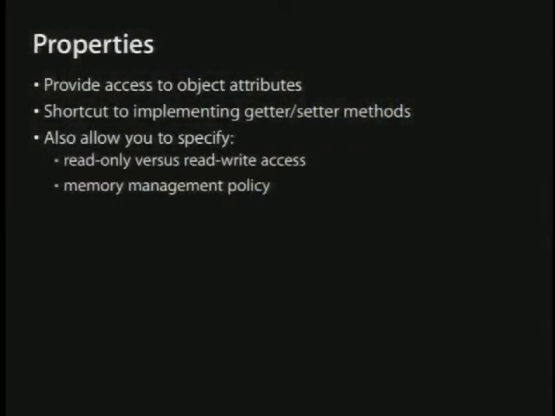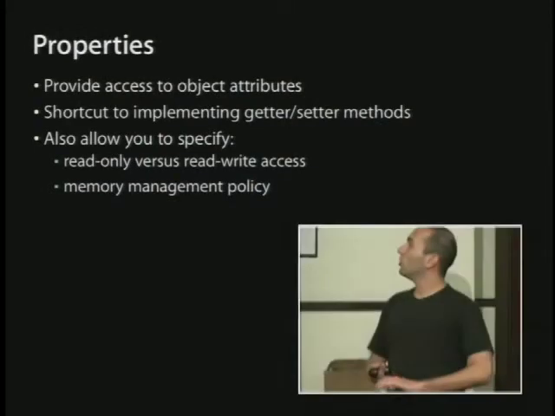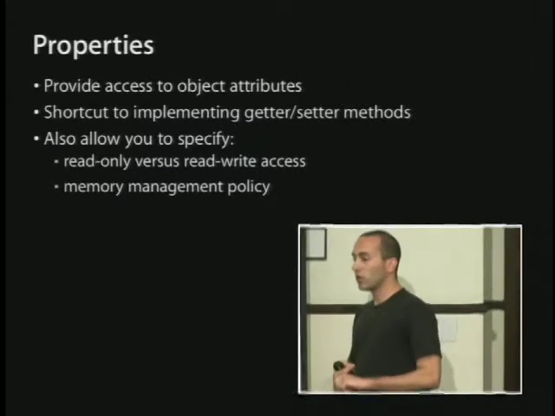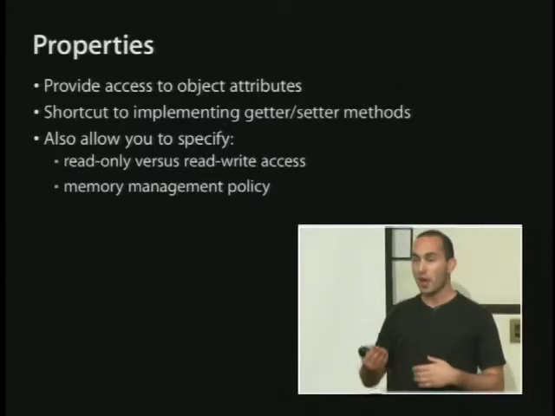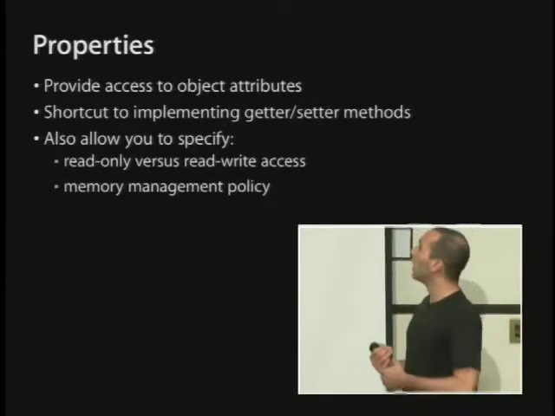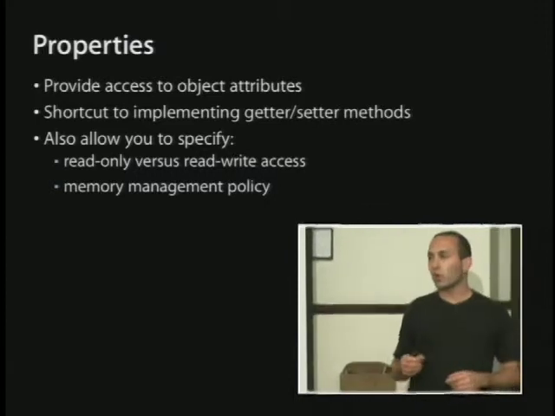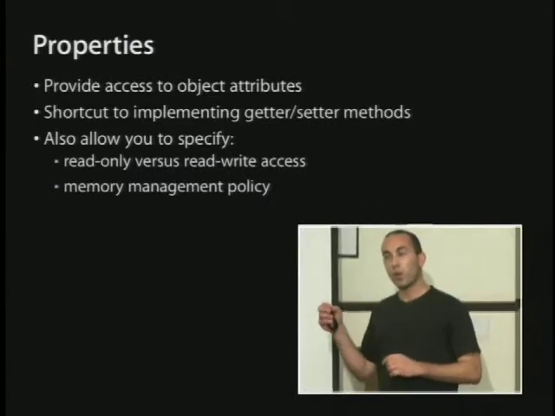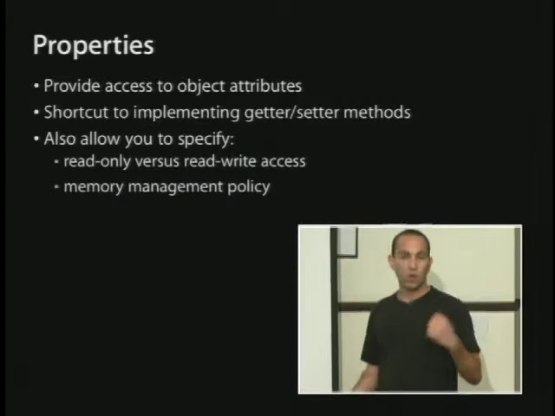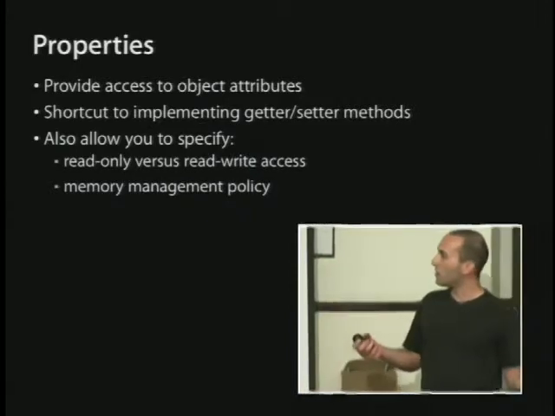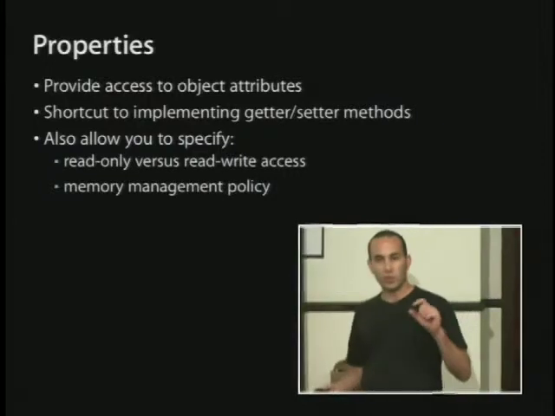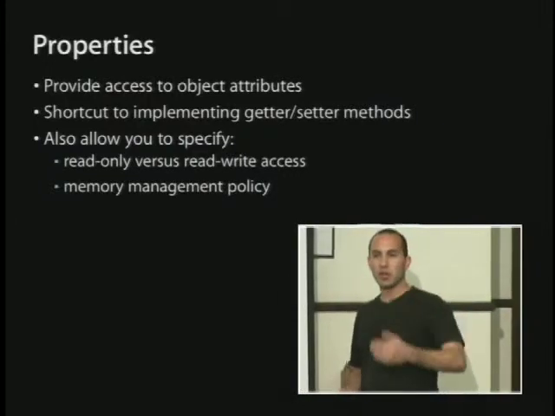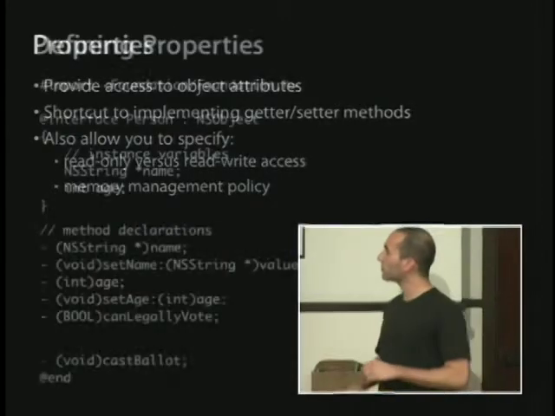So you have an object and you want to provide access to different attributes of that object. What you can do is use properties. You do something called synthesize, which I'll show you in a moment, that tells the compiler to automatically generate setters and getters for you. It also has keywords for specifying whether a property is read-only or read-write, and it allows you to specify in the property declaration whether that memory should be retained, copied, or just assigned, like in the parent-child example.